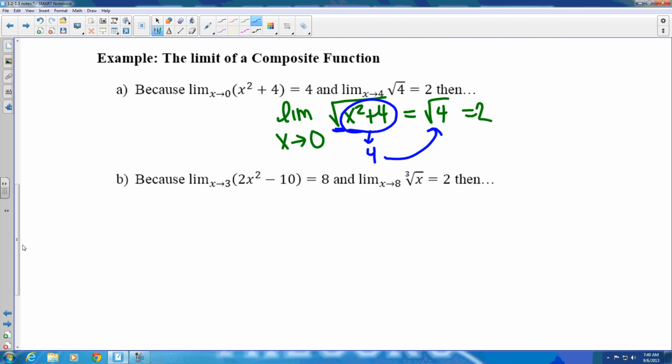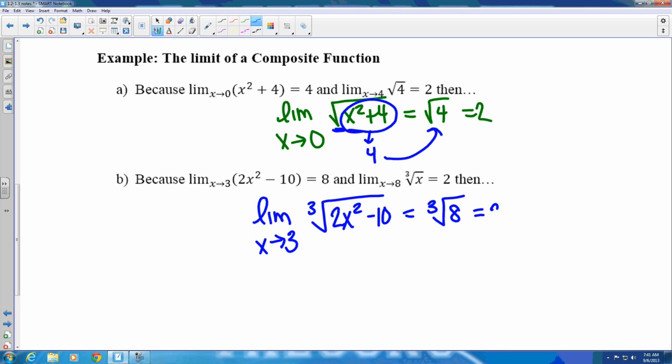Next example of the composites. Because the limit as x approaches 3 of 2x squared minus 10 is 8, and the limit as x approaches 8 of the cube root of x is 2, then the limit as x approaches 3 of the cube root of 2x squared minus 10 equals the cube root of 8, which equals 2. So we did the same kind of thing. We ended up taking the cube root and putting it over our entire function for the first half. That's how we ended up with 2. Very similar.